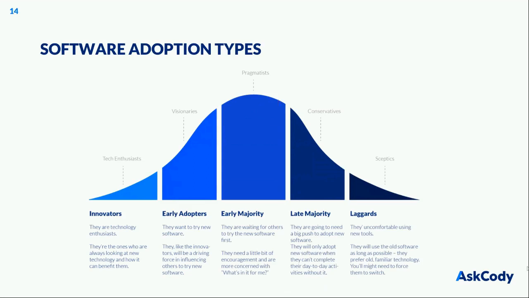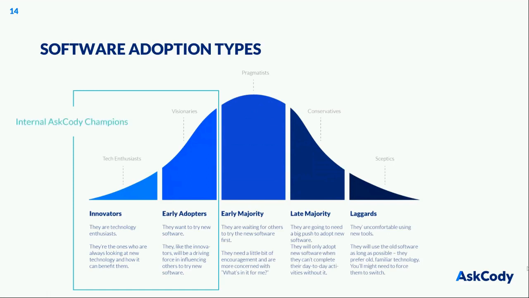And there will be no better way than trying to involve the innovators and early adopters that you have, if you have any, when you are implementing AskCody. Because once they are hooked, they will provide the most motivation for the rest of your organization to switch. They will advocate for their fellow workers about how great the new platform is and how easy it will make their lives. The innovators and the early adopters will be your internal champions.